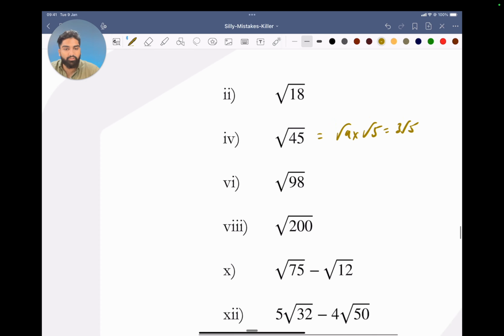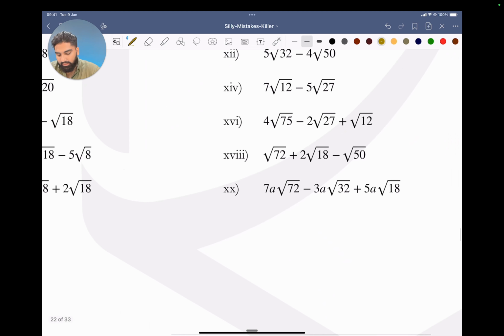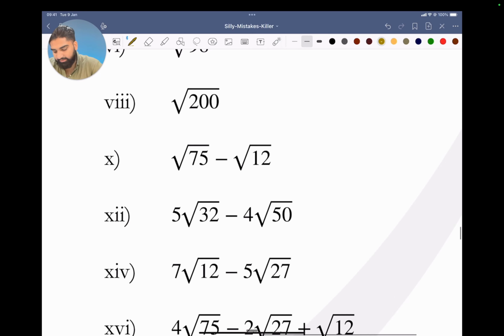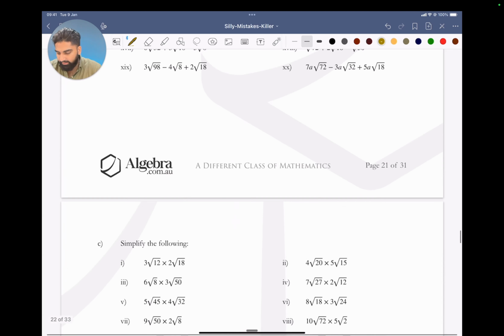Now, combining the two or three things that we just learned, you can do a question like, I'll just do part X. Now, root 75. Once you do enough of these, you can get it straight away. Root 75 is 25 times 3, so I know this is 5 root 3. And then root 12 is 4 times 3, so I know this is 2 root 3. And then boom, your answer is 3 root 3. Fun stuff. Practice these, they're really good.